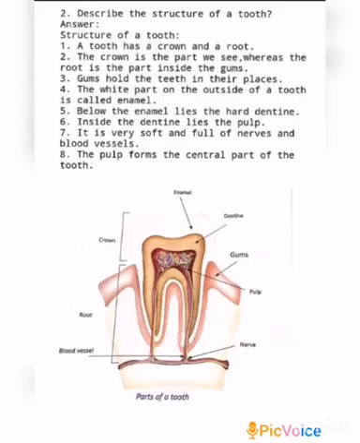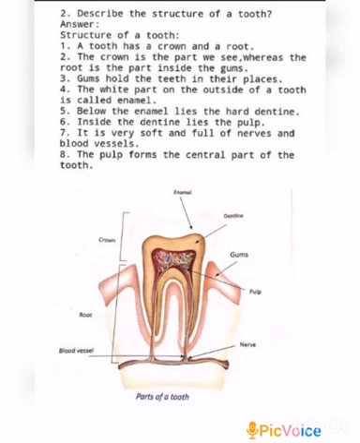The second question, describe the structure of a tooth. First, draw the diagram of the parts of a tooth. Next, a tooth has a crown and a root. The crown is the part we see, whereas the root is the part inside the gums.